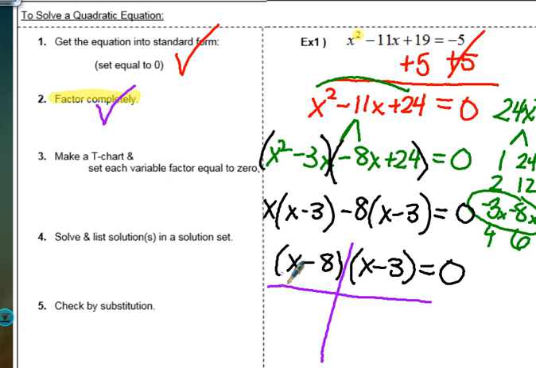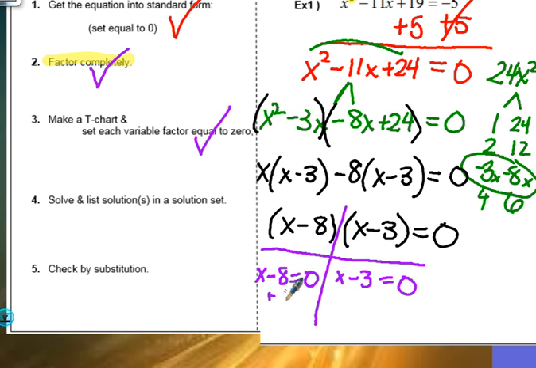And I will set this first factor here, x minus 8, equal to 0, just like it tells me to up here. And I will set x minus 3 equal to 0 as well. Solve and list your solution or solutions in a solution set. So I'm going to solve this equation here by adding 8 on both sides. So x equals 8. And over here, to get x alone, I will add 3 to both sides. So x is equal to 3.